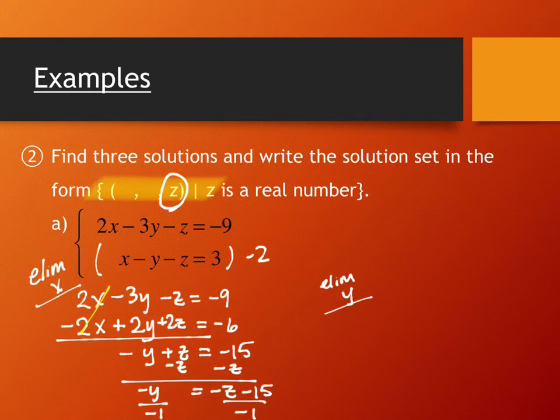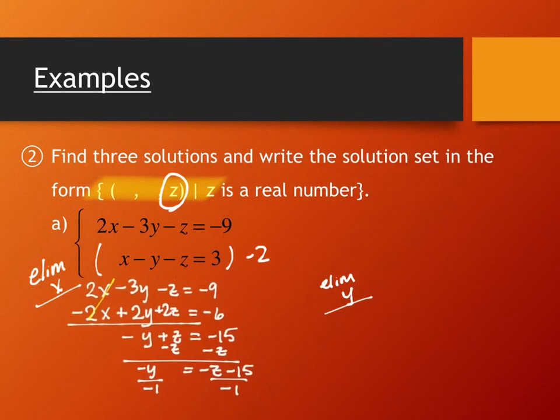So if I do that, what I would have just found out is that my solution, if you can call it that, for y is that y is equal to z plus 15. All the signs switched because I divided by a negative. Okay, we'll come back to that in a moment. Just hold tight to that, and we're going to move to step 2.